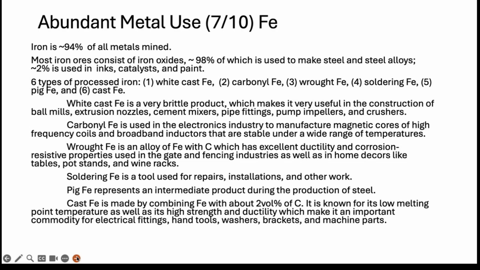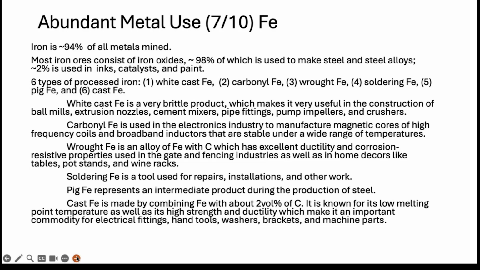Wrought iron is an alloy of steel with carbon, which has excellent ductility and corrosion resistance, used in gate and fencing industries, as well as in home decors. I think you've all seen wrought iron table stands, pot stands, and wine racks. Probably all of us have some of that in our homes. Soldering iron, we use that for repairs. Pig iron represents an intermediate product during the production of steel.